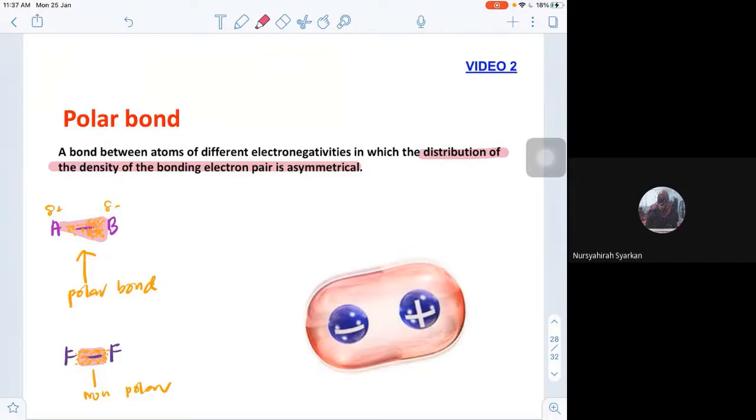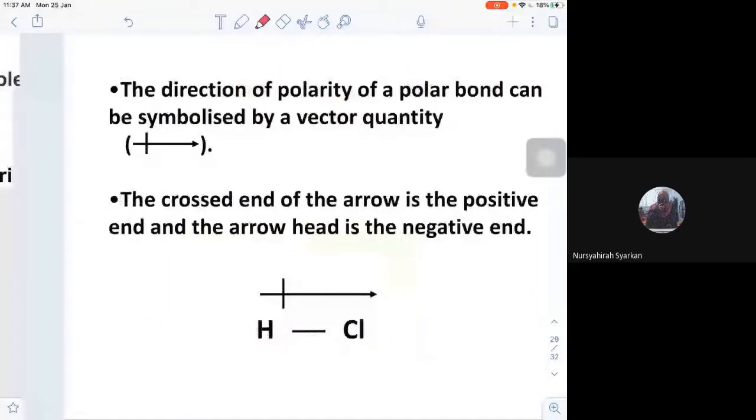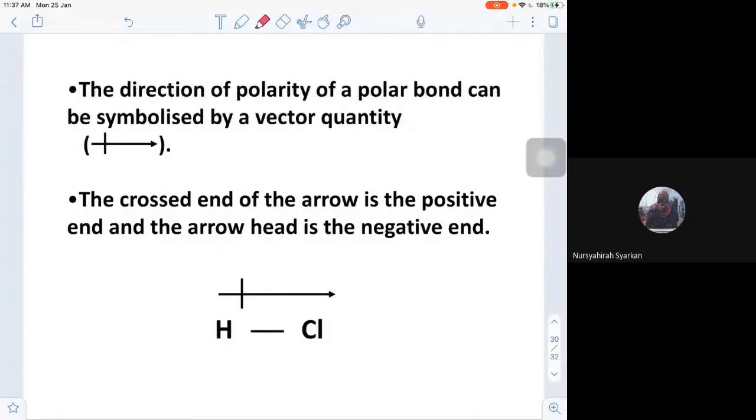These are the patterns of the electronegativity towards fluorine. The direction of the polarity of the bond can be symbolized by this vector quantity. The cross end of the arrow is at the positive end, while the arrowhead is at the negative end. Sorry, the cross end is at the one that is more electropositive. The head is at the one that is more electronegative.